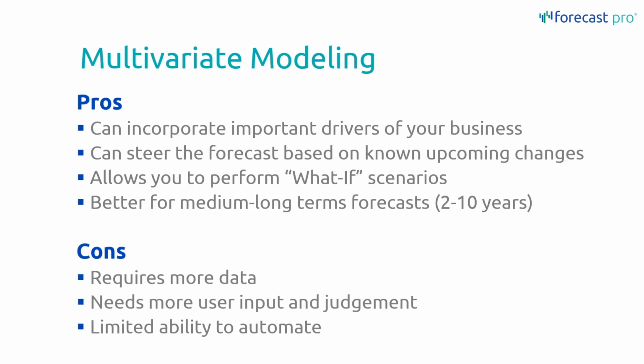And given that, you can then perform what-if scenarios. What if our store count grows by 20%? Or what if we raise our price by 10%? What would happen? We can play out these what-if scenarios by building these models and looking at what's happening here as well. And then as mentioned, it is better for medium to long-term forecasts if you're going 2 to 10 years out, whereas the univariate just wouldn't allow that. It's just not meant for those kinds of longer-term forecasts. This is something that multivariate can do. So those are the pros.